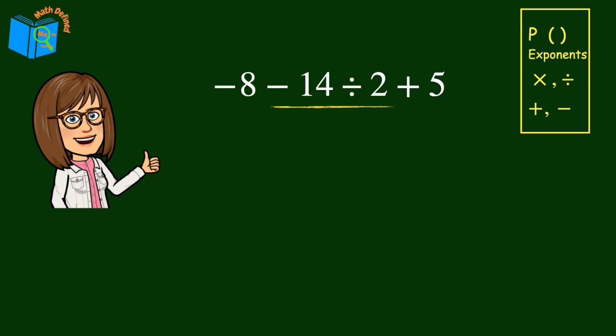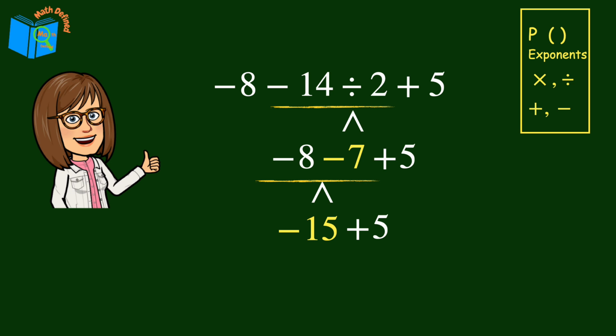Let's see what happens. So negative 14 divided by 2 is negative 7. We bring down the rest of the expression, and now we have only subtraction and addition left. Starting at the left, we have negative 8 minus 7, which we have learned in previous videos is the same as negative 8 plus negative 7, and that equals negative 15. And the last step is to add negative 15 and 5, which equals negative 10. So the answer to our first expression is negative 10.